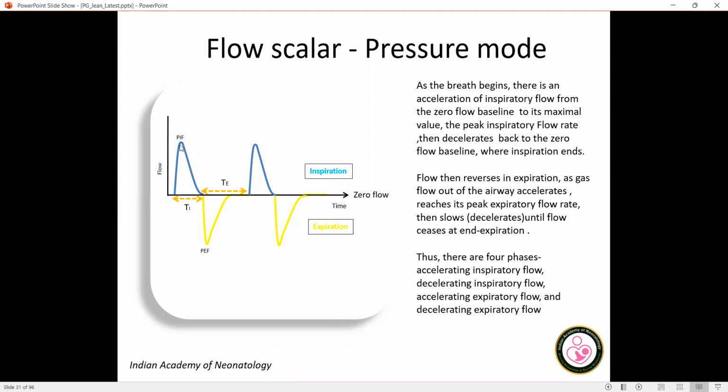The middle of the inspiration, we can see. It slowly decelerates, and finally touches the baseline, so that it reaches the zero flow state. From this zero flow state to this zero flow state is the TI, the inspiratory time.